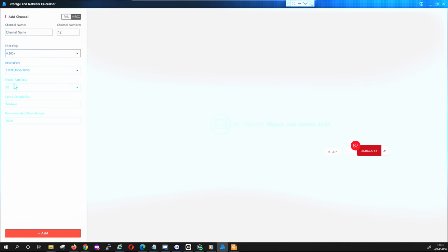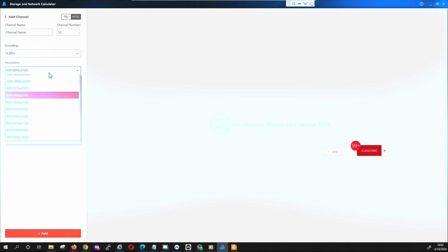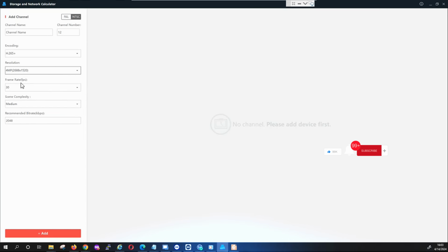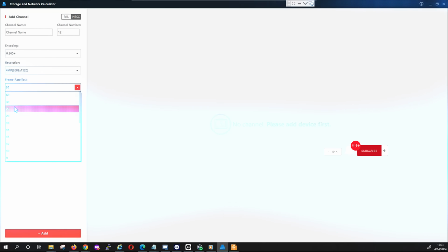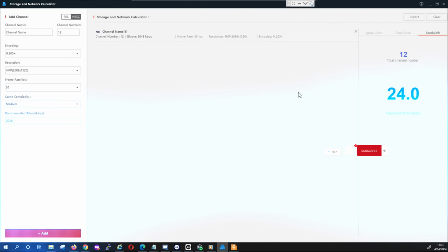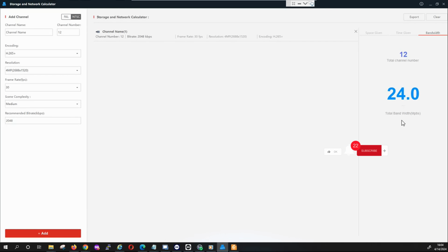Additional considerations. 1. Network infrastructure. Upgrade to a 1000 megabit per second network to support more users. 2. Device capabilities. Ensure the NVR and cameras are capable of handling the desired number of users and workload.